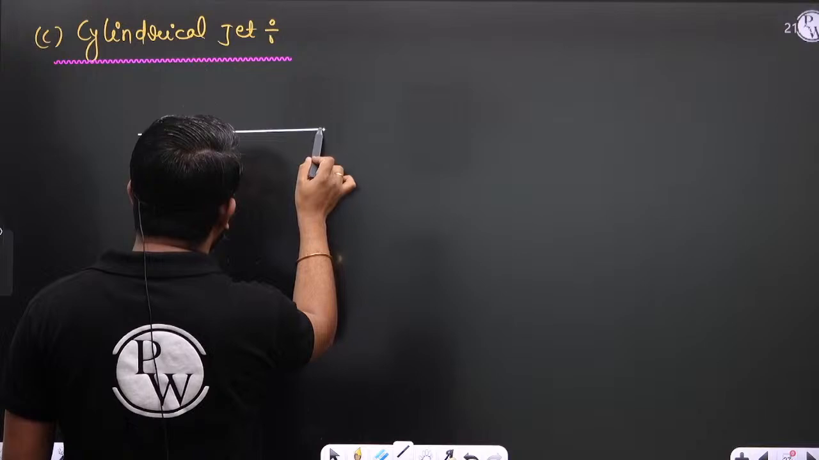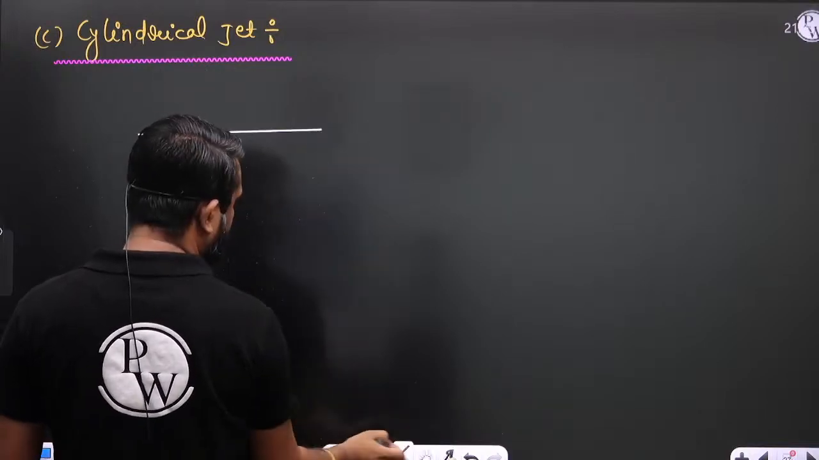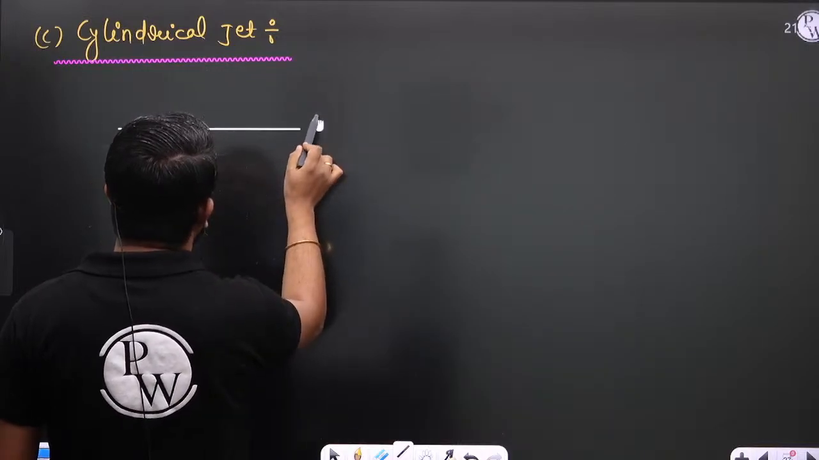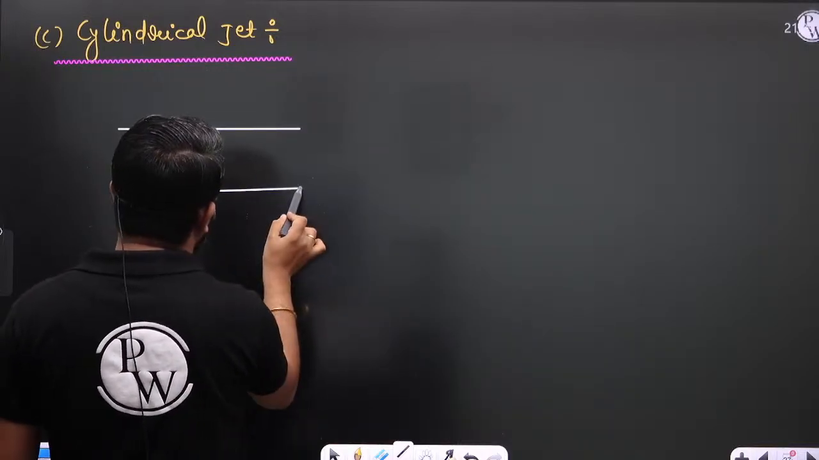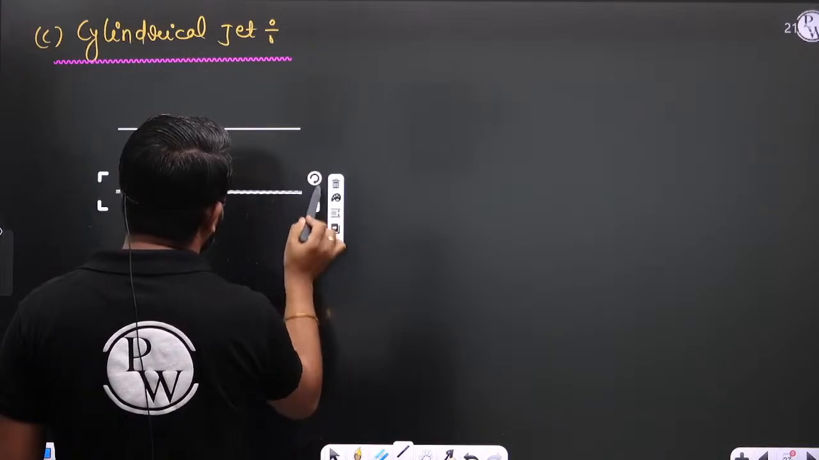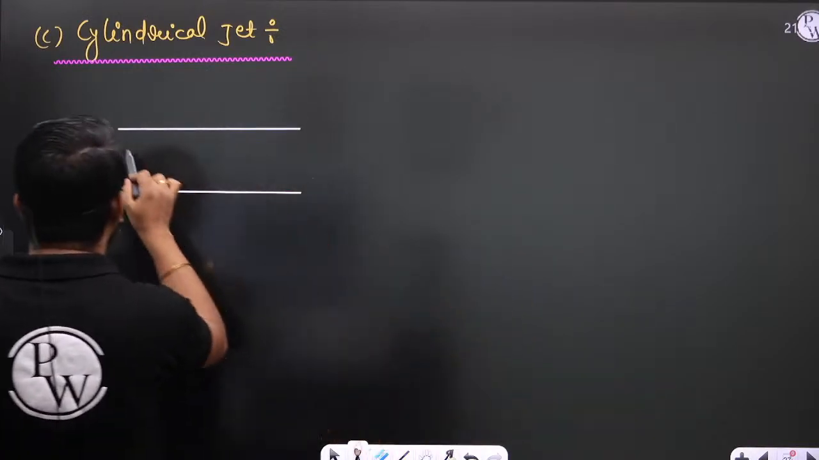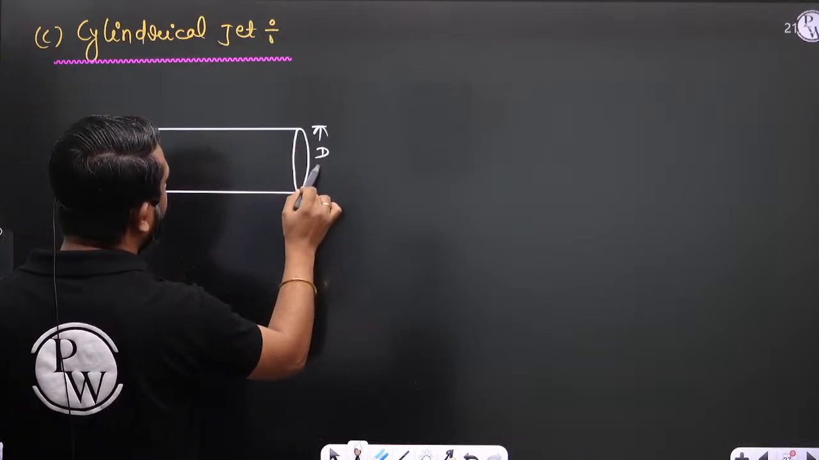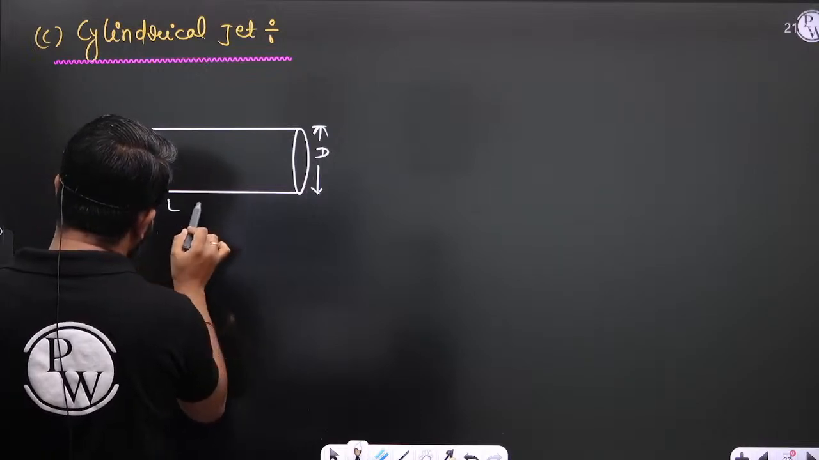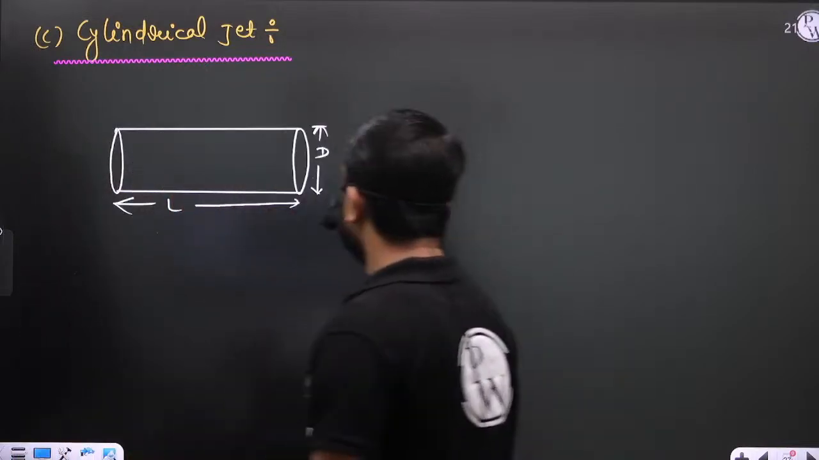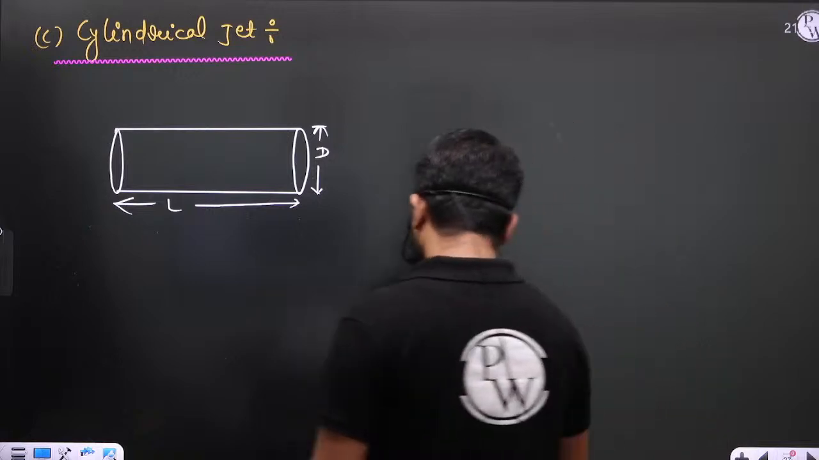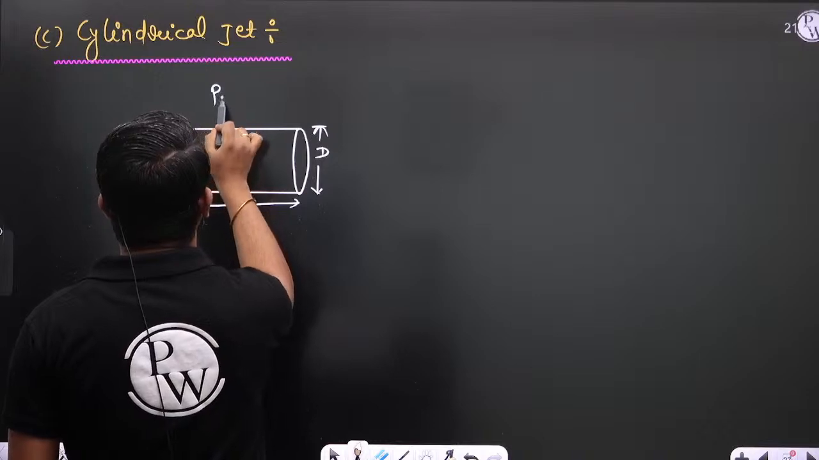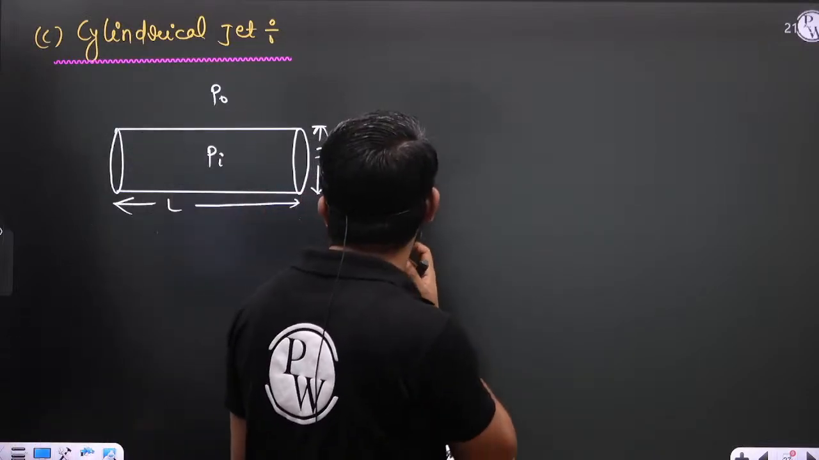So this is a cylindrical jet. This is the diameter D and this is the length L. Inside the pressure is Pi, outside the pressure is P naught.